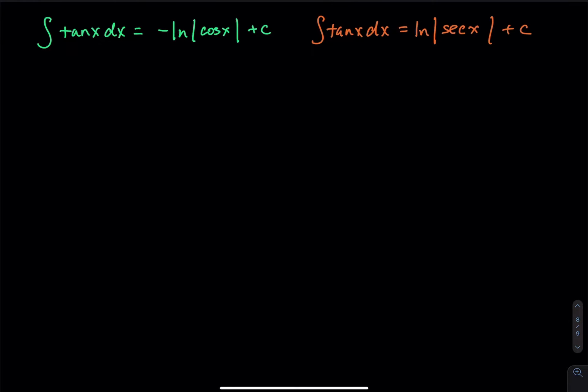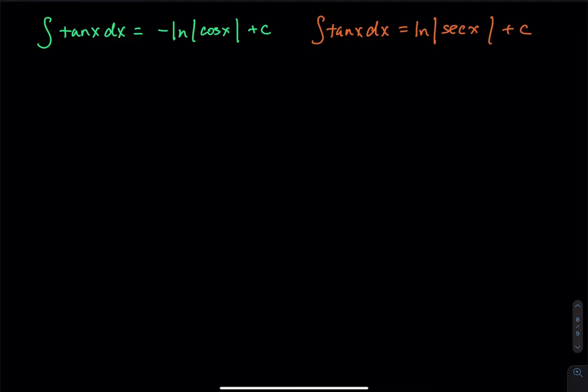This problem can be a good exam problem. The integral of tangent x dx is equal to negative ln absolute value of cosine x, versus the integral of tangent x dx equals ln absolute value of secant x. Are they the same? So can you write a little discussion?